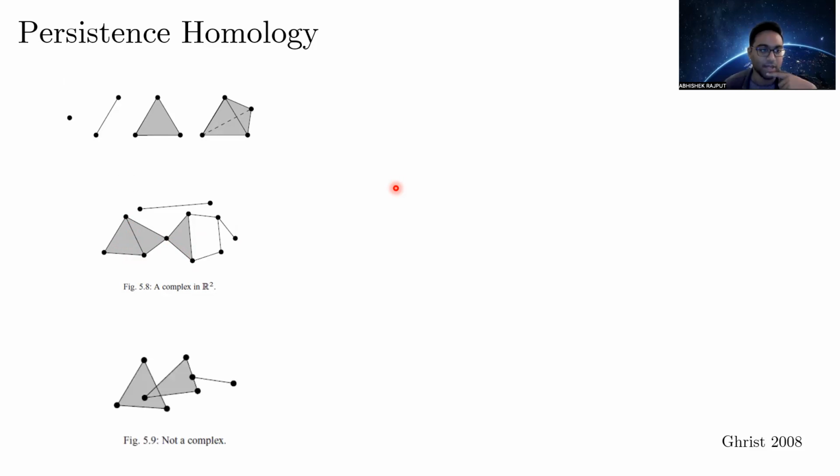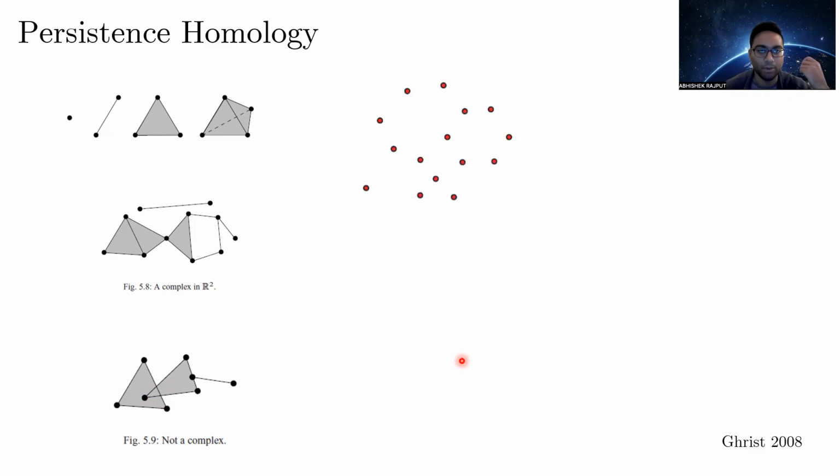For instance, this object over here would not be a valid simplicial complex because these two simplices intersect somewhere in the middle over here, and that would not be a boundary of either of these simplices. So you would not call that a simplicial complex.